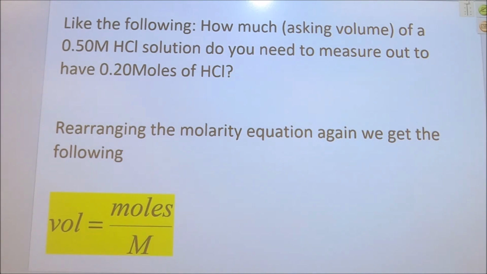So let's take on this problem. Okay, so you guys look at the problem there. We're going to figure out what volume of a solution I need to measure out to have a specific number of moles of solute. So I'm asked volume, and we were given that we had a 0.20 molar HCl solution and that we needed 0.50 moles of HCl.